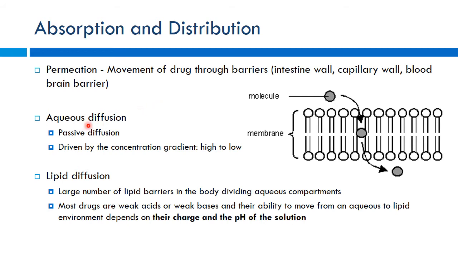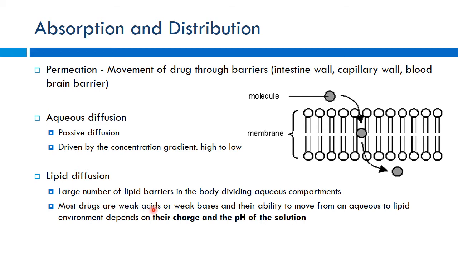Aqueous diffusion is going to be a big way that a lot of these drugs get absorbed. This can be a passive process, just passively going through the lipid bilayer, typically driven by the concentration gradient from high concentration to low concentration, just like we talked about previously. Lipid diffusion is important because there are a lot of lipid bilayers that a drug has to pass through in order to get absorbed into the central circulation.